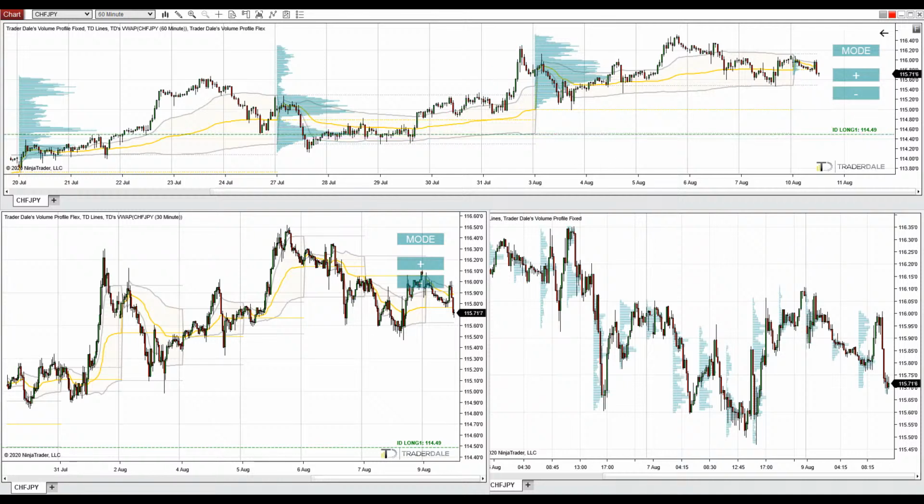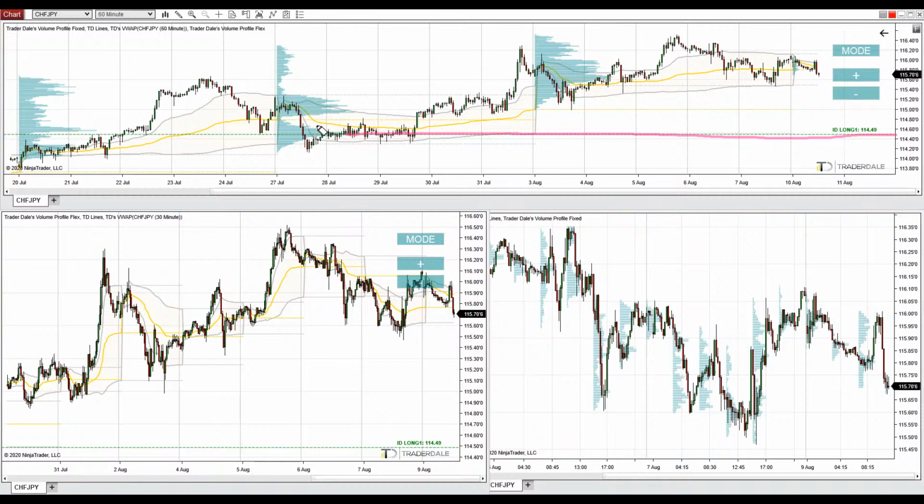If you look closely at the weekly profile, you can see that this level is almost the point of control of the week. Now the point of control is actually in here, but the volumes in this rotation were just a little bit lower with the volume peak in here. So this is why I have the level in here.